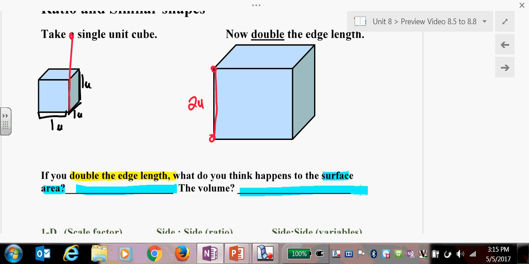I actually want you to predict it. So if I double this edge length, what do you think is going to happen to the volume? What do you think? Take a look. I double the edge length. What do you think is going to happen to the volume? Pop that in the chat. You're welcome to say it. Go ahead. Predict.